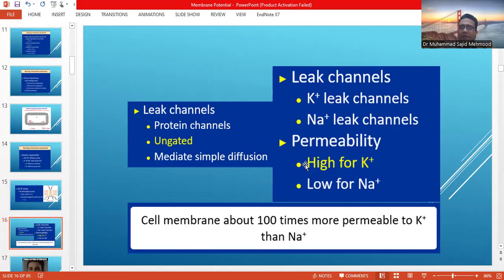However, one thing which is very important to know is the permeability factor. The permeability of potassium ion is much higher as compared to the permeability of the sodium ion. The potassium leaky channel is much more permeable to potassium ion than the sodium leaky channel to the sodium ion. So the cell membrane is about 100 times more permeable to potassium than to the sodium ion.